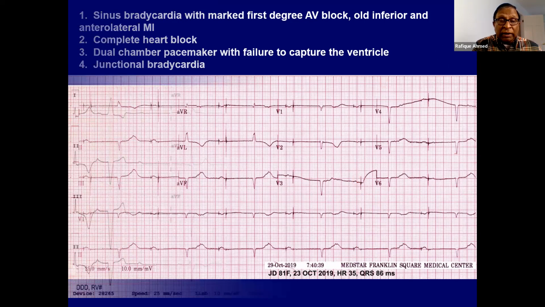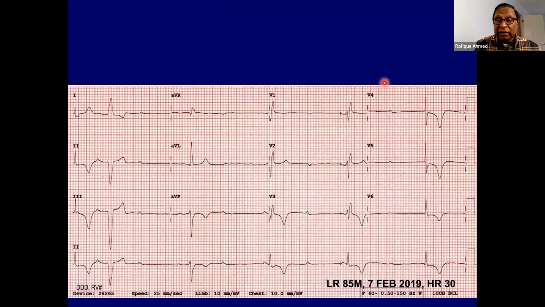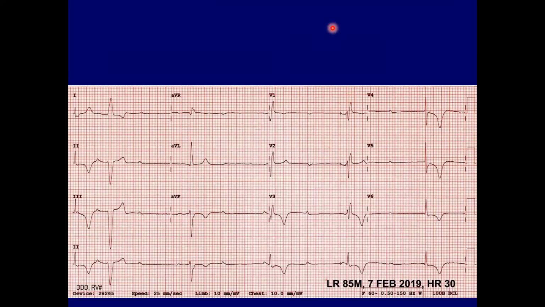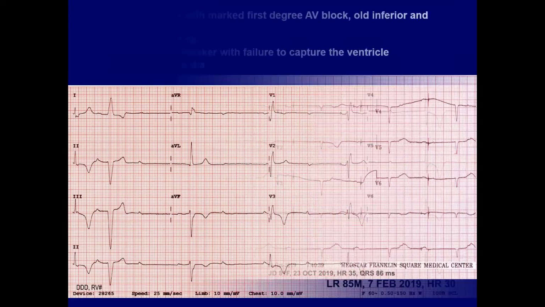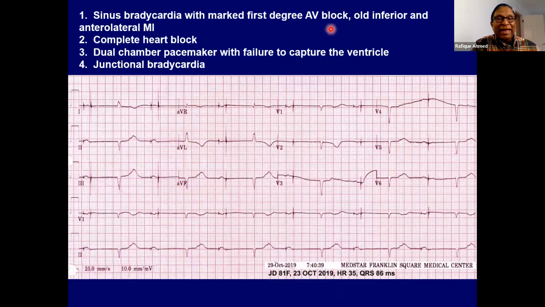And I'll show you one, this one. This is a patient who had a dual chamber pacemaker. Number 3 is the correct answer, right? Yes, number 3. Exactly.